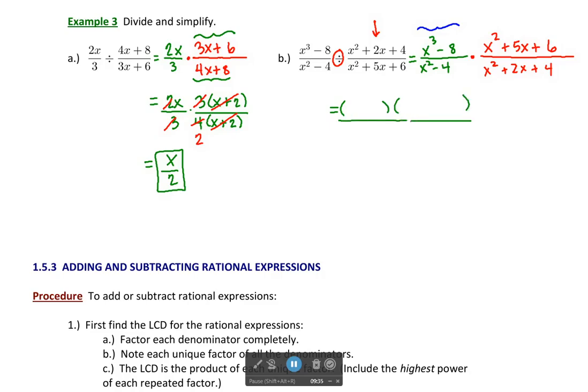My binomial first term is going to be the cube root of my first term, the cube root of x cubed. The second term here is the cube root of 8, which is 2. And remember, our sign here is going to match this sign here. So we're going to have a minus right there.